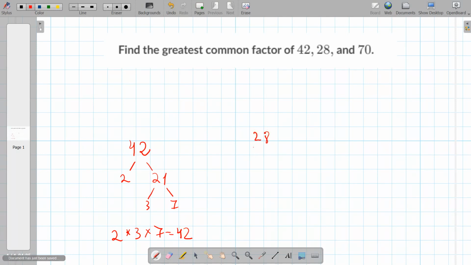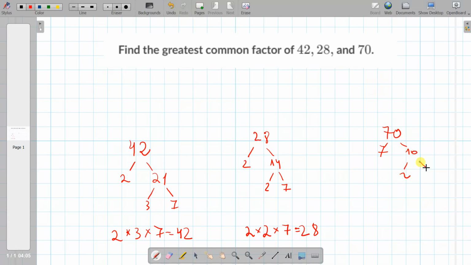28 is 2 and 14, 2 and 7, so 2 times 2 times 7 is 28. And 70 is 7 and 10, and 10 is 2 and 5, so 7 times 2 times 5 is 70.